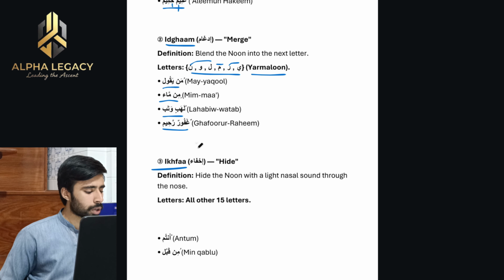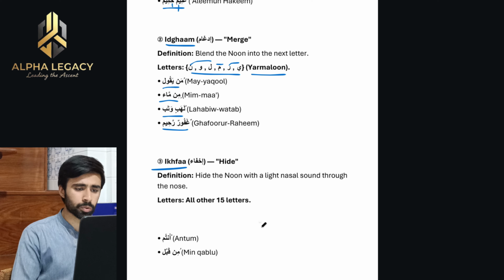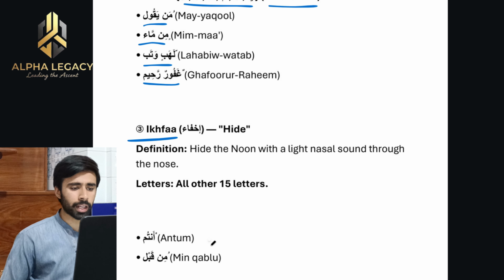Ikhfa means to hide. In this rule, the noon sound is not completely clear and not merged. Instead, it is pronounced with a light nasal sound through the nose. This is also known as ghunna. In our previous lecture, we learned about ghunna, and I am sure that you learned the previous lecture, so it will be very easy for you to learn this rule, which is known as ikhfa. So let's move on and practice with the given examples.